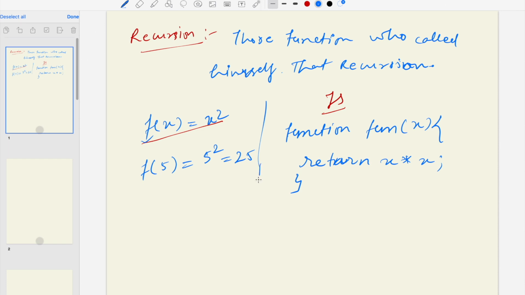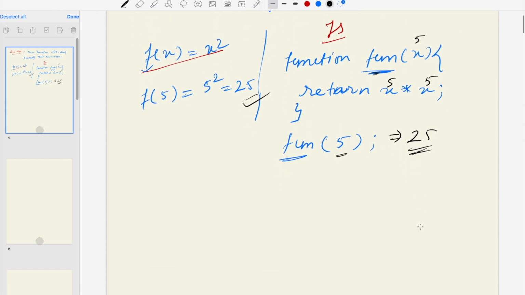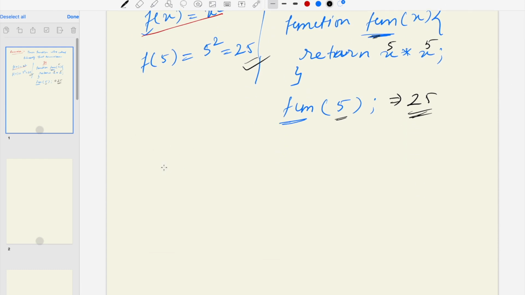How will we do the same in JS? Here we call the function fun of 5. What happened in this code? We are calling fun and passing 5, so the argument is 5, and this 5 replaces x, so it becomes 5 times 5. This function will produce the square of 5, which is 25, right? So we get 25 here as well as here.